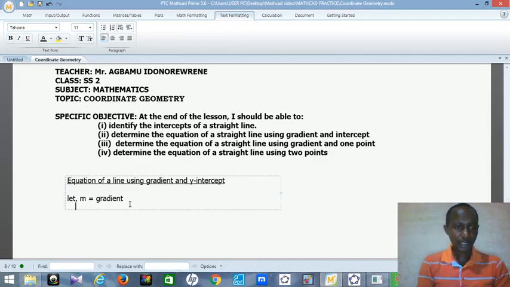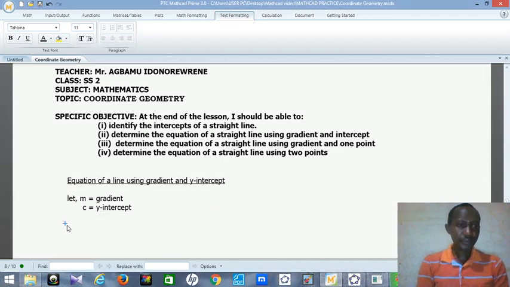Then another important thing we need is c, point c. Let's call point c the y-intercept. So point c is the y-intercept. These are the two variables I need, c and m. Take note of that. So if c is the y-intercept and m is the gradient, let's see how we can prove it now.